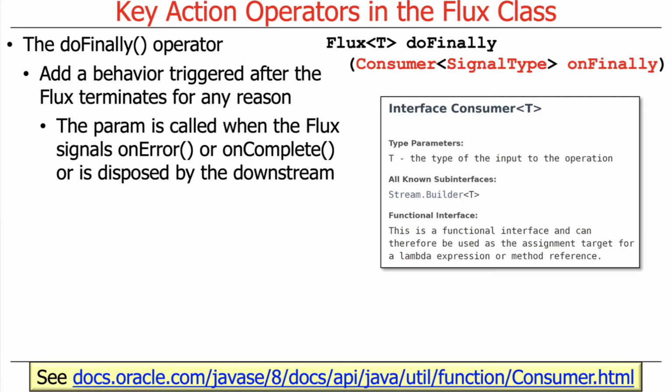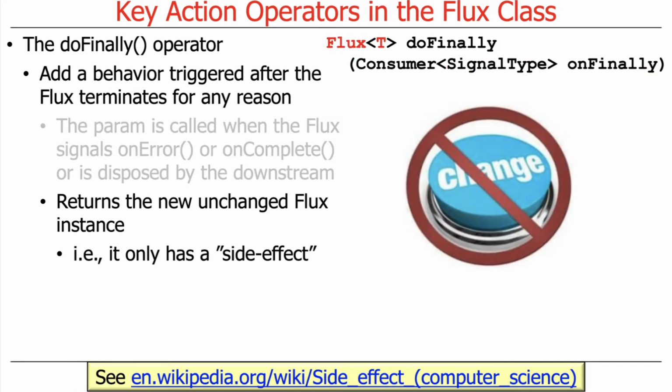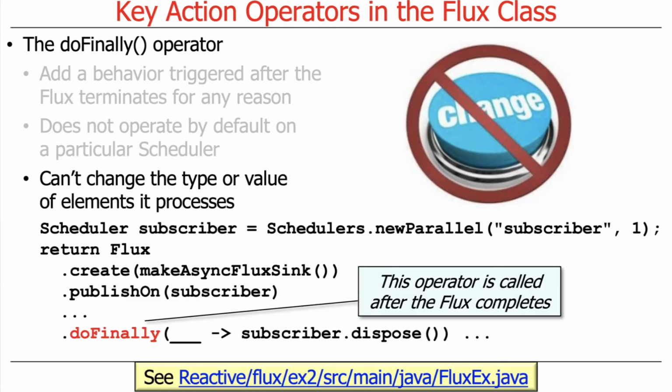And this parameter is called when the Flux signals onError or onComplete, or is disposed of by the downstream, which is things that come after it later. So basically, it's a callback. Action operators always are essentially callbacks, which means it has a side effect. It doesn't make any changes to anything. It just has the side effect of calling whatever action is passed in.